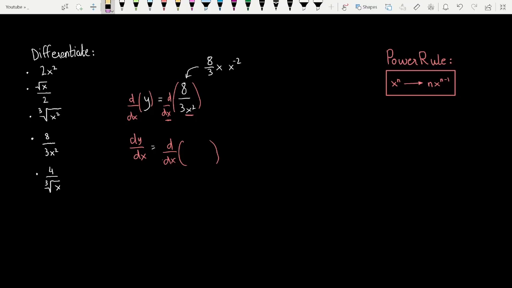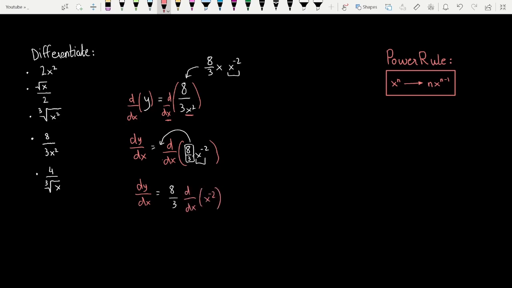So what I'm going to have over here is 8 by 3 multiplied by x raised to the power minus 2. And so my answer is just going to be 8 by 3, x raised to the power minus 2. Now I can see that I have a constant over here, and then this thing is actually what I can differentiate. So I'm going to pop this constant outside, and I'm going to work on that x raised to the power minus 2. So I'm getting dy by dx equals 8 by 3, and then I have my differentiation operator over here, and I have x to the power minus 2.